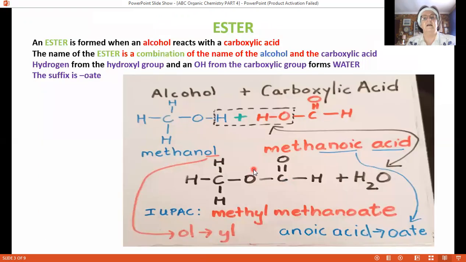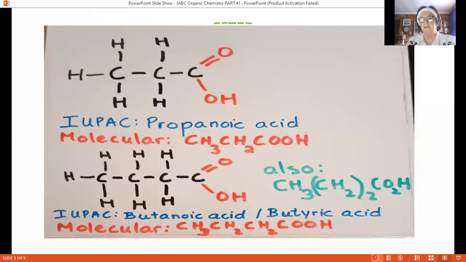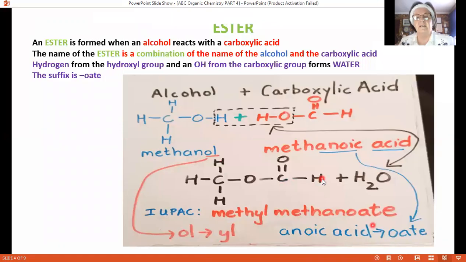Right, let's look at another example. Okay, now we've got the esters. So let us just go back to this. We can also see that this also forms a homologous series. All of these functional structures form a homologous series, and we'll discuss it here at the last slide. So looking at the esters.